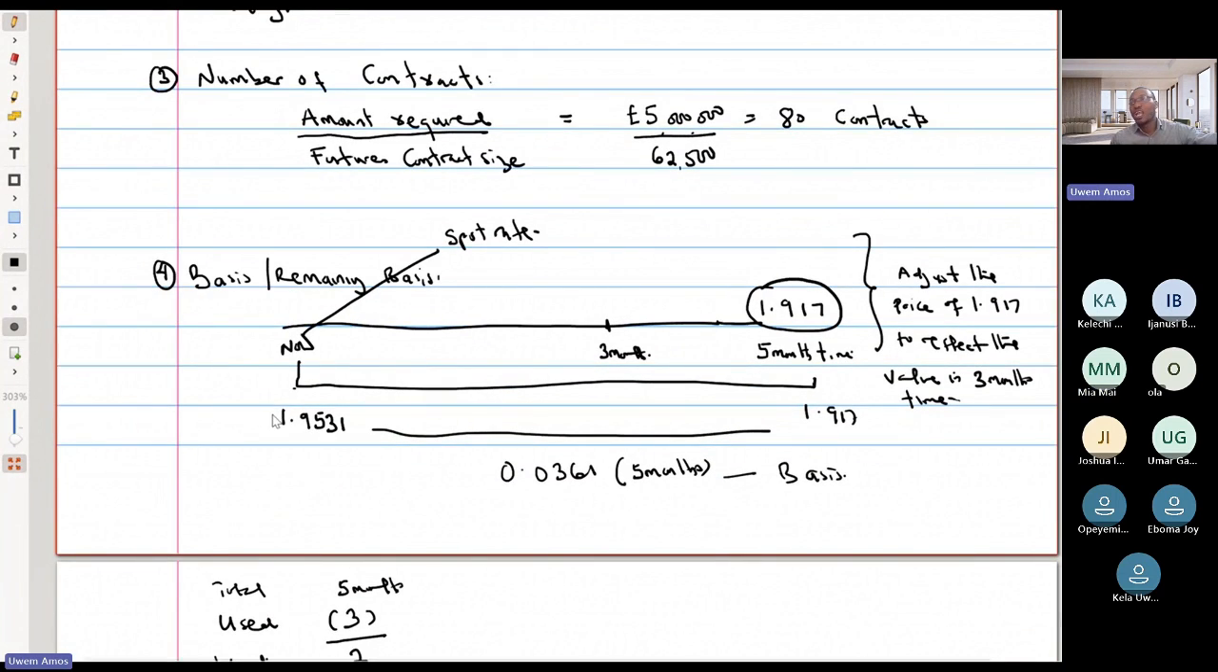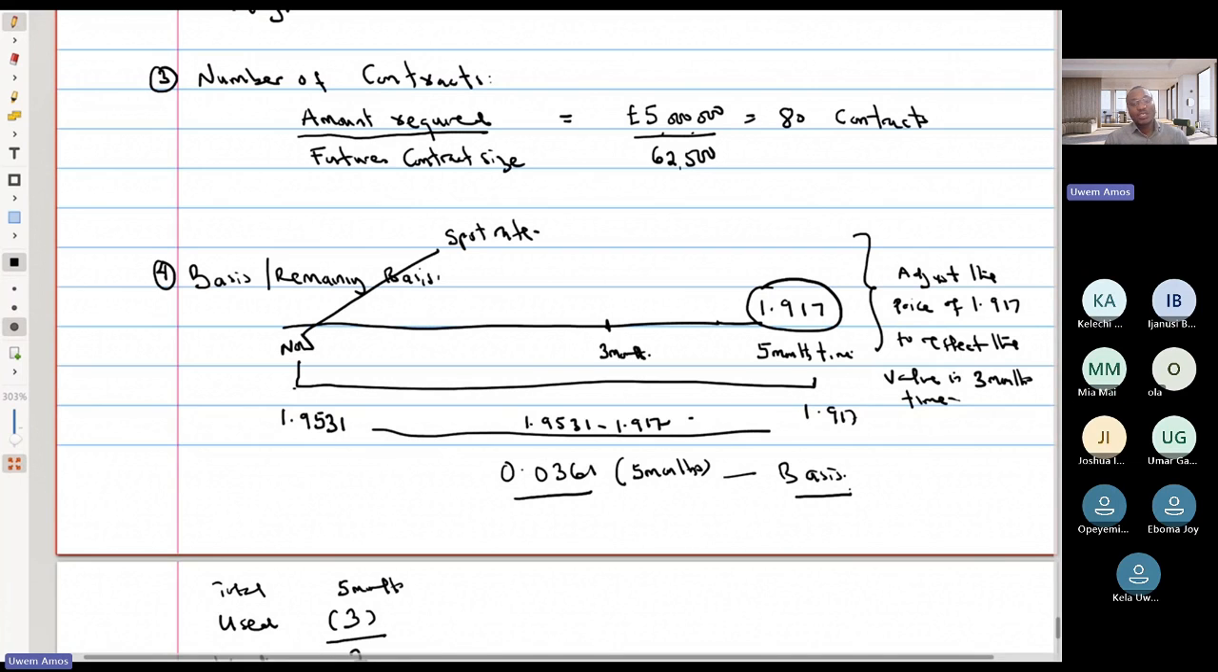We now say, okay, let's begin our adjustment. This is the rate now. This is the rate in 5 months' time. So what is the difference between now and 5 months? It is 1.9531 minus 1.917. That is what gives us 0.0361. And that is what is called basis.